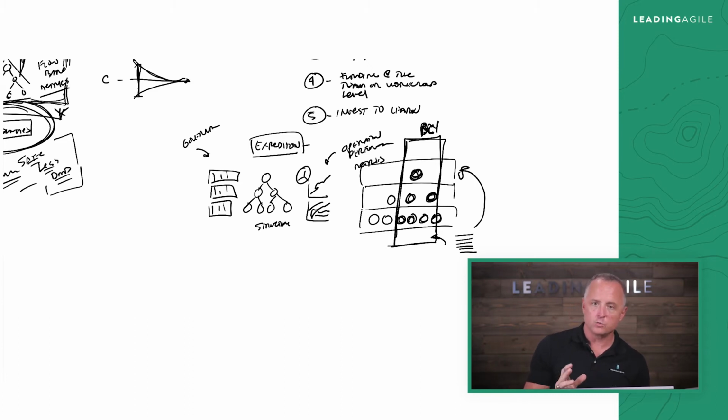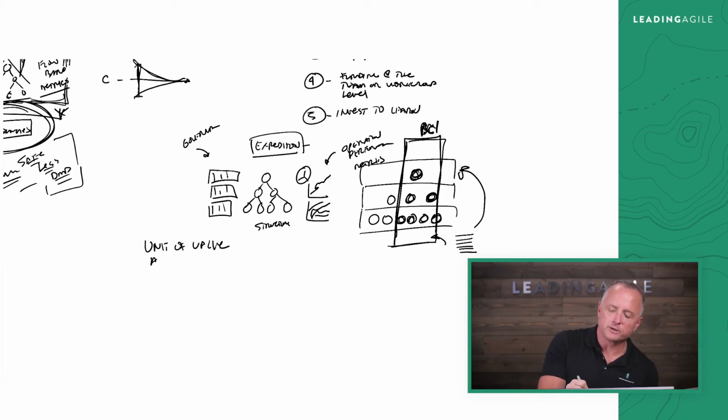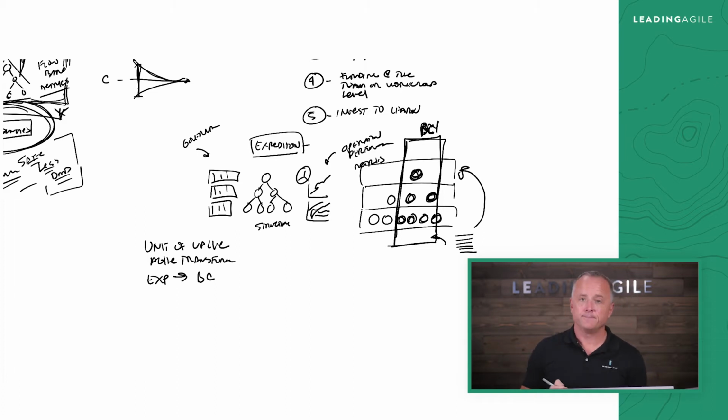And so the way we talk about it is that the unit of value of an agile transformation is an expedition moving to a base camp, right?